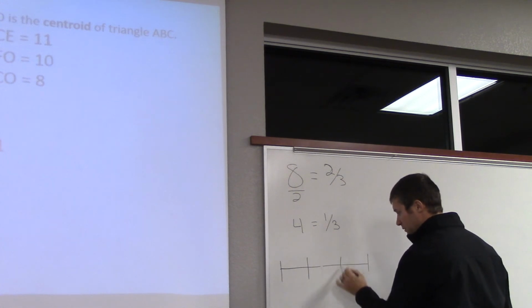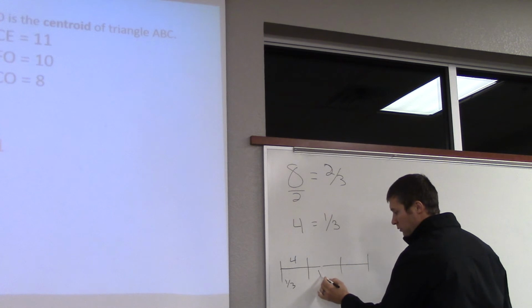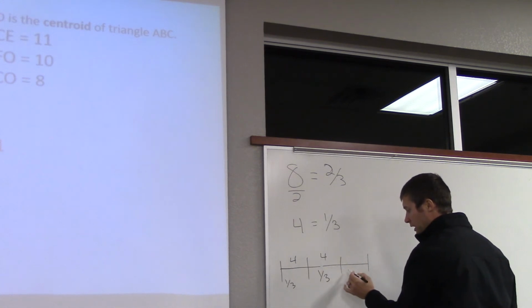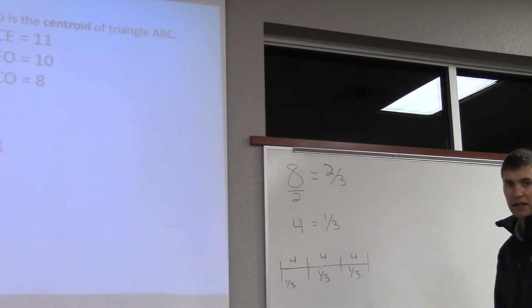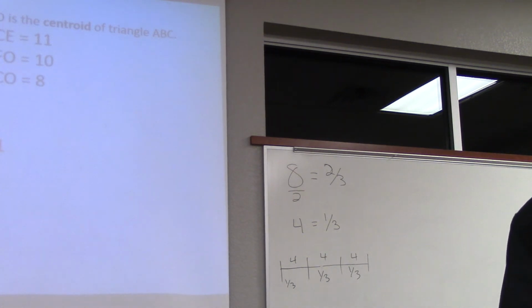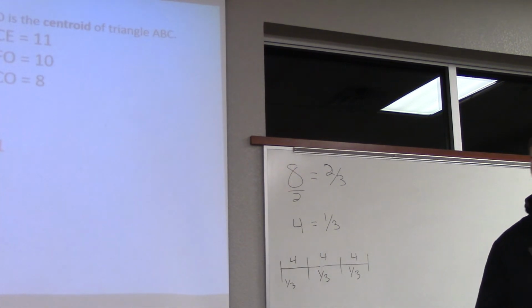We'll try to do as best we can. So we have 1/3 here, which is 4. We have 1/3 here, which is 4. We have 1/3 here, which is 4. So that's all I do, is I break it up in this fashion. Alright, so we can find out the whole distance. The whole distance is 4 plus 4 plus 4, which is 12.